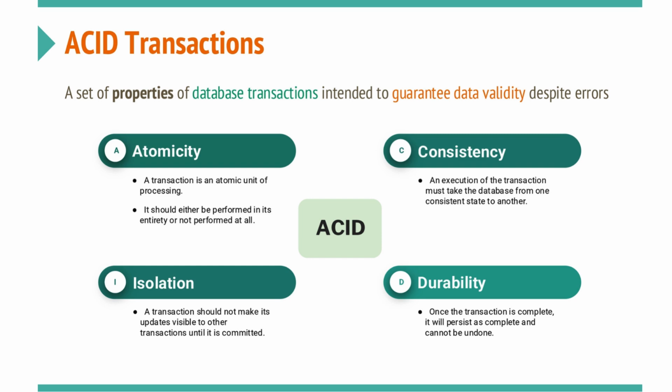Finally, D is for durability. This property guarantees that once a transaction has been successfully completed or committed, all of the changes it made to the database are permanent. They will survive any subsequent system failure, like a crash or power outage. When the system comes back online, your data will be there.